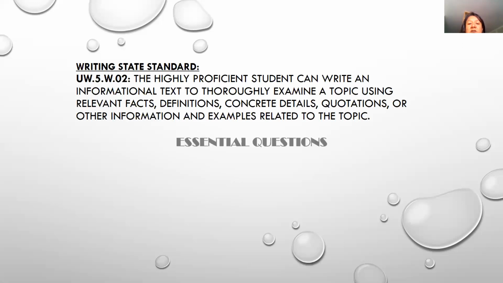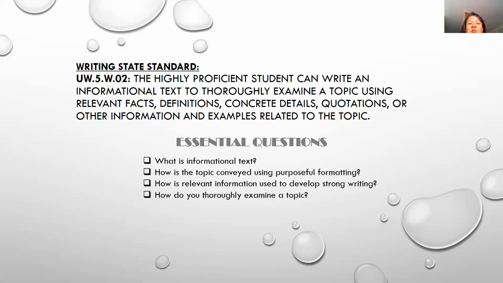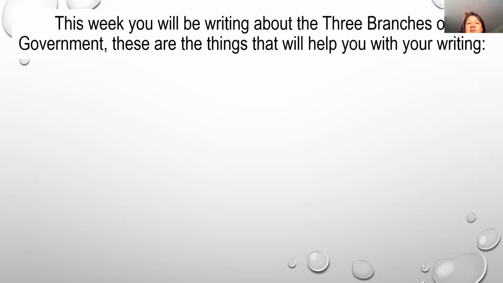And the essential questions are, what is informational text? How is the topic conveyed using purposeful formatting? How is relevant information used to develop strong writing? How do you thoroughly examine a topic? So, to start off with, this week, you will be writing about the 3 branches of government.